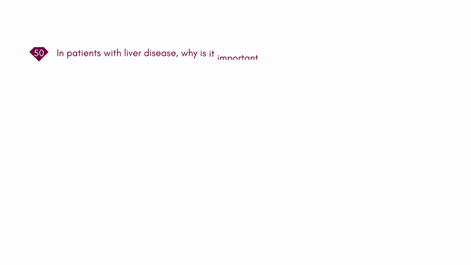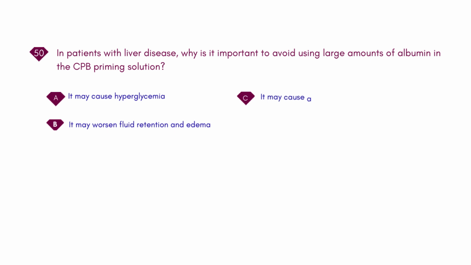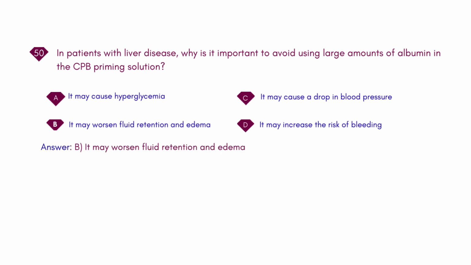In patients with liver disease, why is it important to avoid using large amounts of albumin in the CPB priming solution? A. It may cause hyperglycemia. B. It may worsen fluid retention and edema. C. It may cause a drop in blood pressure. D. It may increase the risk of bleeding. Answer: B. It may worsen fluid retention and edema.